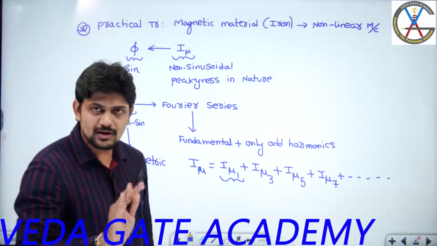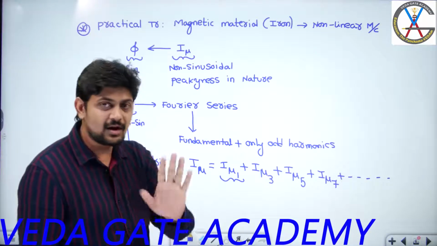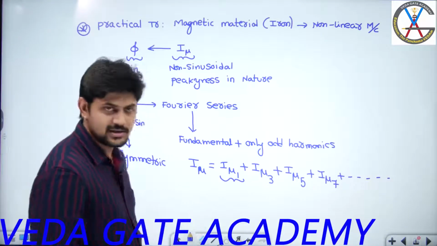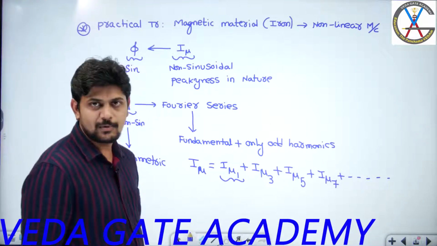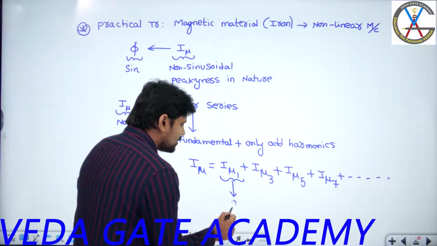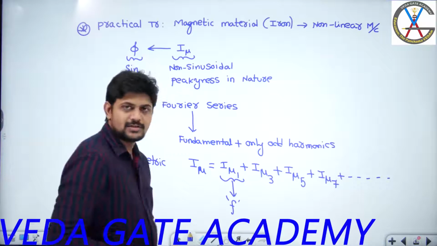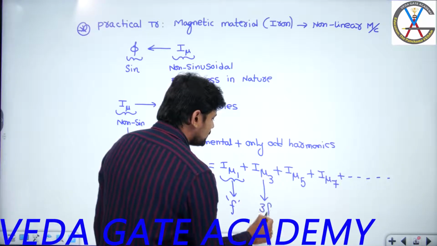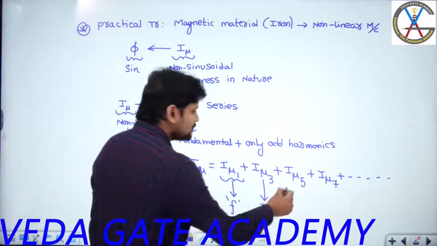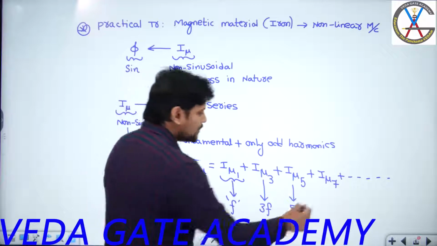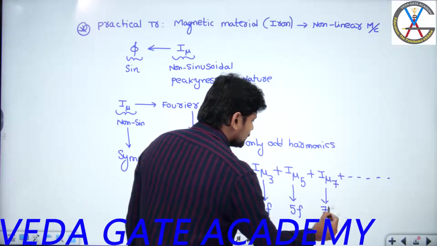Don't use the term fundamental harmonic component. Use the term fundamental component of magnetizing current. Suppose this fundamental component of magnetizing current has a frequency f, then the third harmonic component of magnetizing current will have a frequency 3f, the fifth harmonic component will have a frequency of 5f, and the seventh harmonic component of current will have a frequency of 7f, and so on.